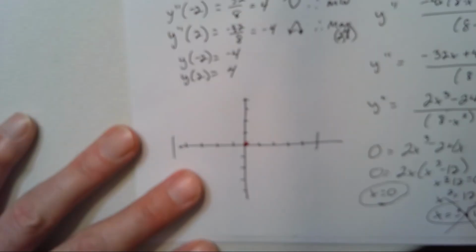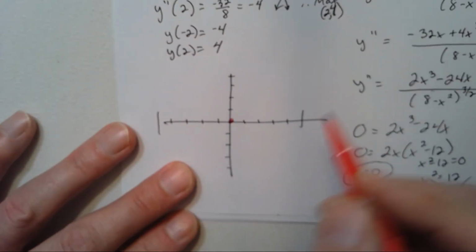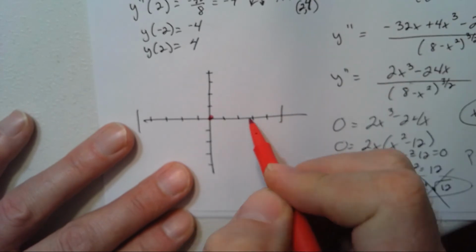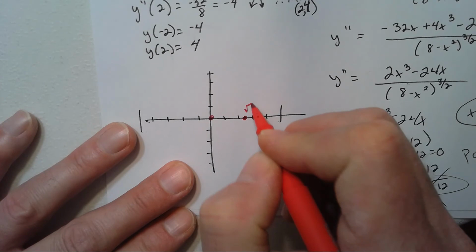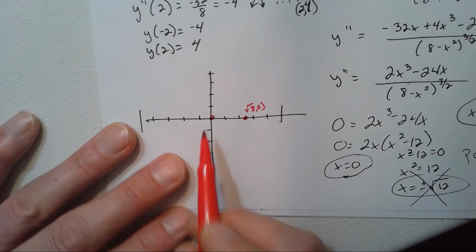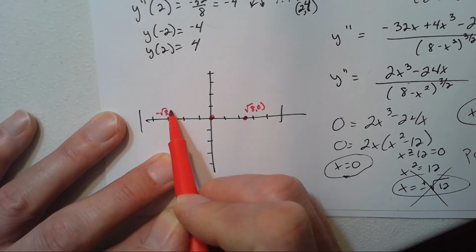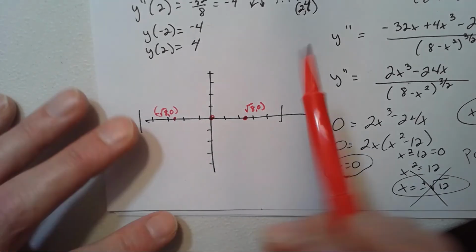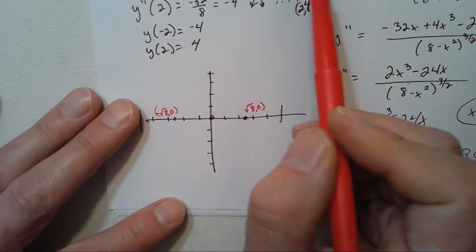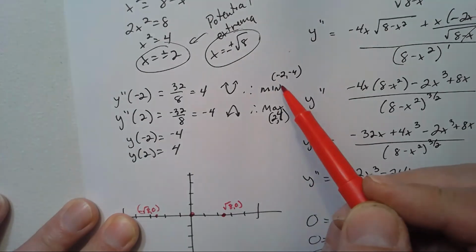So square root of 8 is between 2 and 3. Probably it's closer to 3. So I'll say 1, 2, 3. This is square root of 8 comma 0. And this would be negative square root of 8 comma 0. Those are those 2 points, kind of the endpoints. I know that negative 2, negative 4 is a minimum.